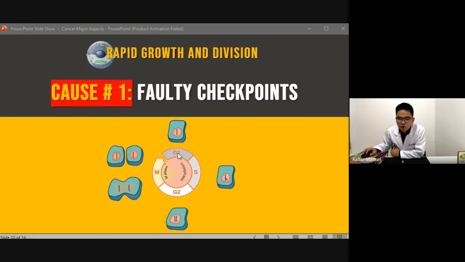And the cell has to go through these different checkpoints, okay? There are checkpoints in between, a checkpoint here between G1 and S, and between G2 and M. During the cell growth and division, the cell would have to pass through these checkpoints. For example, the cell examines whether all the sister chromatids are correctly attached to the spindle microtubules, or if the cell size is correct, or if there is DNA damage, and so on and so forth. So this is the very first cause of rapid growth and division, faulty checkpoints.